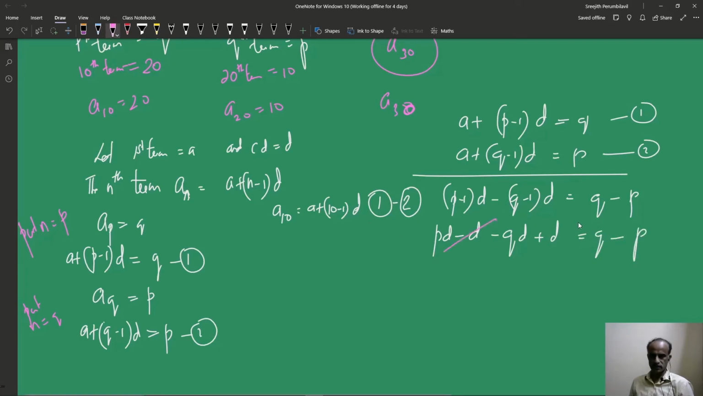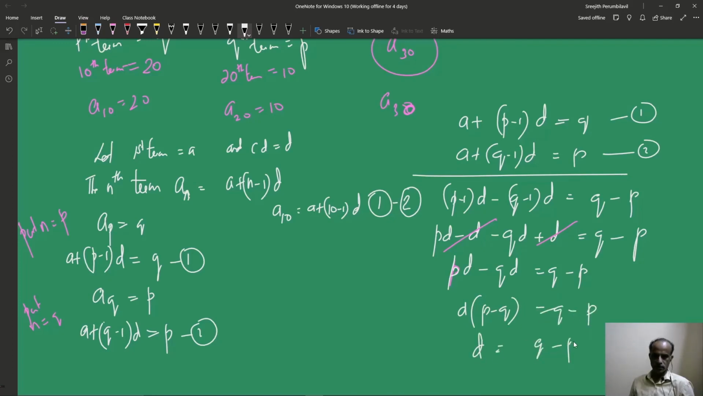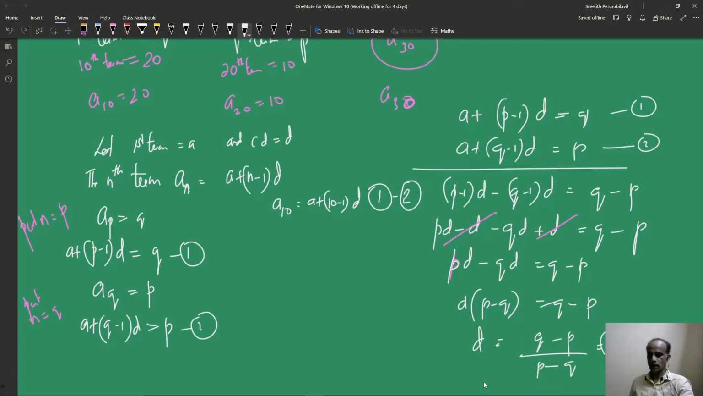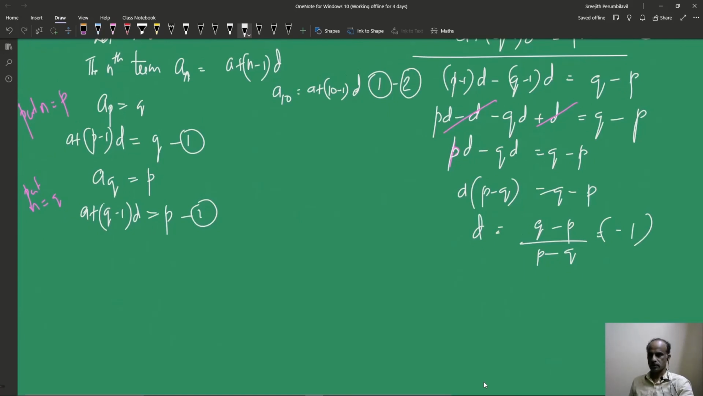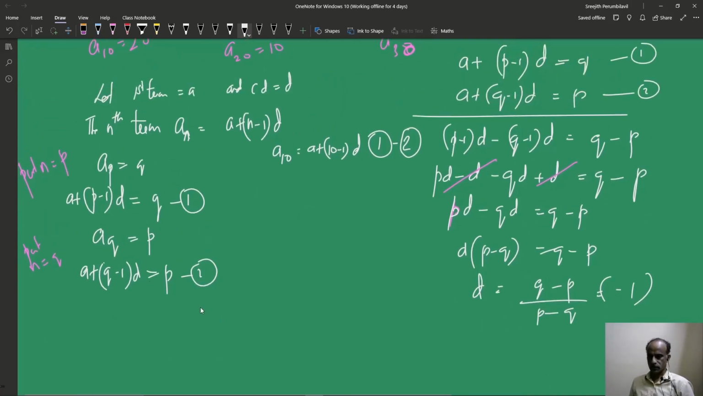D and D cancel. What remains is PD minus QD is equal to Q minus P, or D into P minus Q is equal to Q minus P. This implies D is equal to Q minus P divided by P minus Q, that is equal to minus 1. So substituting, put D equal to minus 1 in relation number 1 or 2. Value of D is minus 1.